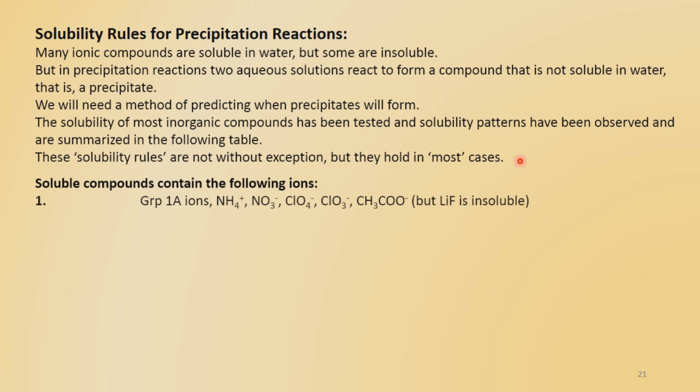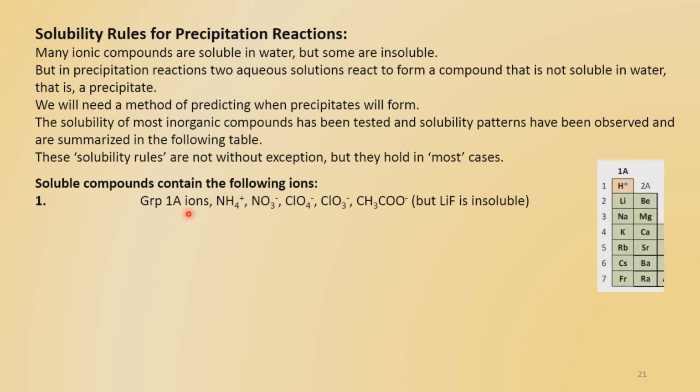So first of all, we're going to list ions that are almost always soluble. For example, the group 1A ions, hydrogen through francium, and ammonium ion. They're virtually all soluble. Nitrate, perchlorate, chlorate, and acetate, all compounds made from these ions are typically soluble. An exception, as we've just seen, is lithium fluoride. Lithium's a group 1A ion. Chlorides, bromides, and iodides, almost all their salts are soluble unless they're combined with lead-2, mercury-1, mercury-2, or silver, in which case the halides are insoluble.